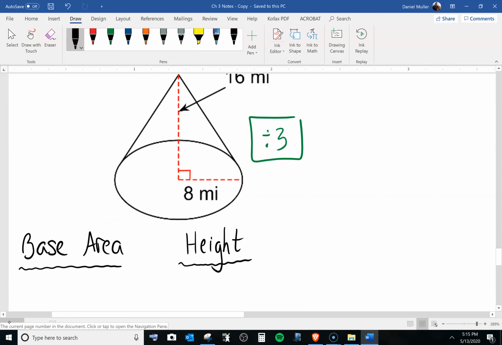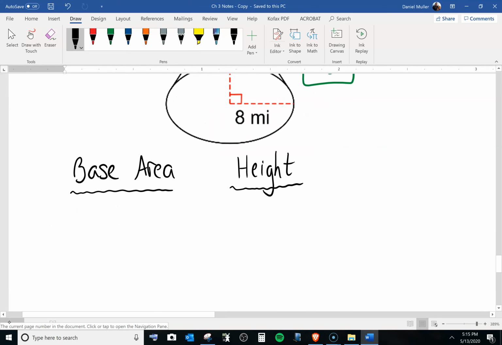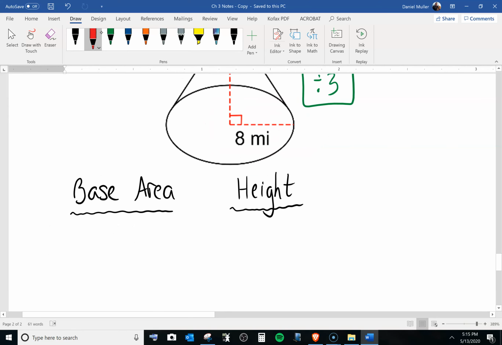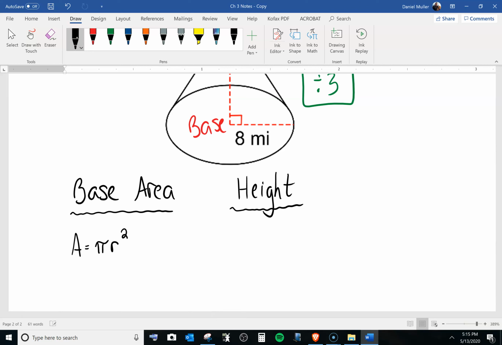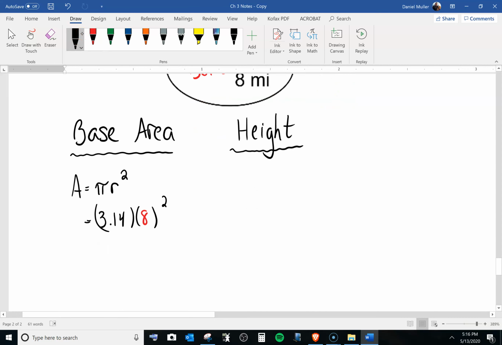So let's start with the base area. The area of the base. So there's my base right here. That is a circle. So the area of a circle is pi times the radius squared. What's the radius? It is 8 miles. Wow, that's absurd. But whatever, 8 squared, which is 64. So I'm going to go 3.14 times 64.